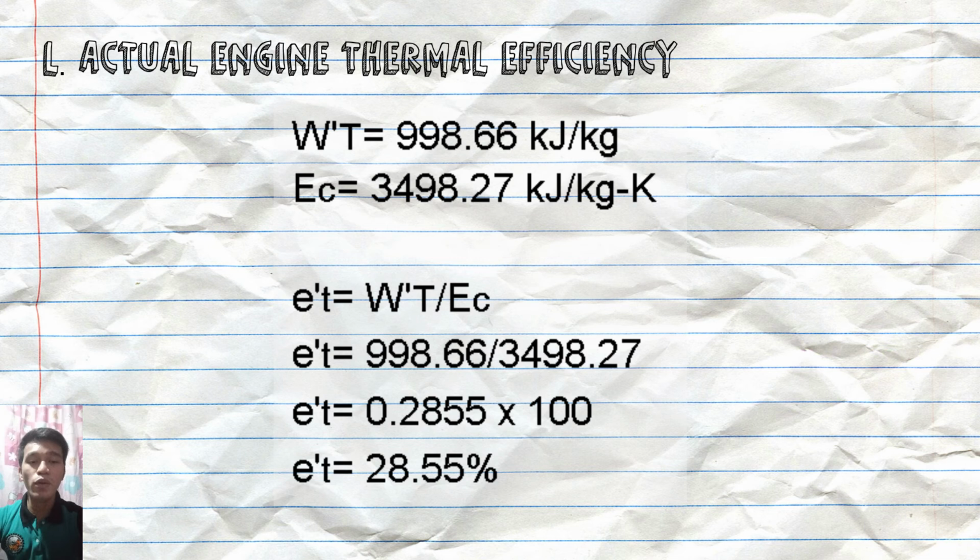Substituting it to the formula, we will get ET is equal to 998.66 kilojoule per kilogram over 3,498.27 kilojoule per kilogram Kelvin. And from that, we will get a value of 0.2855. Then we will multiply it by 100 to get the equivalent percentage. And now, the actual engine thermal efficiency is equal to 28.55%. Thank you.